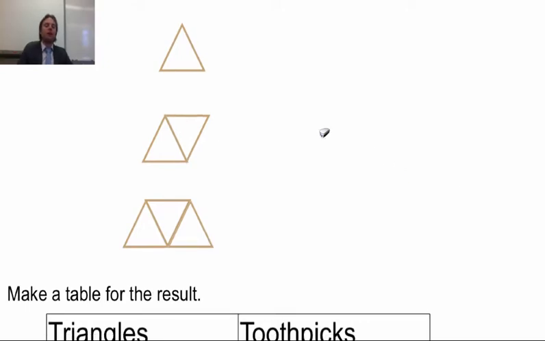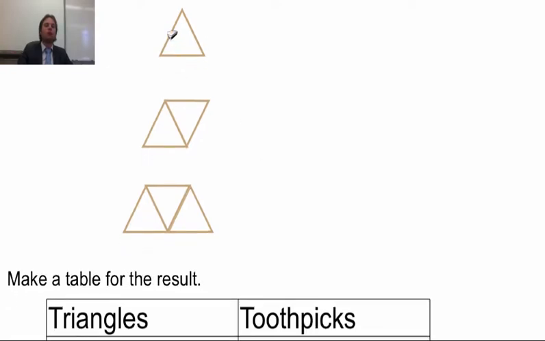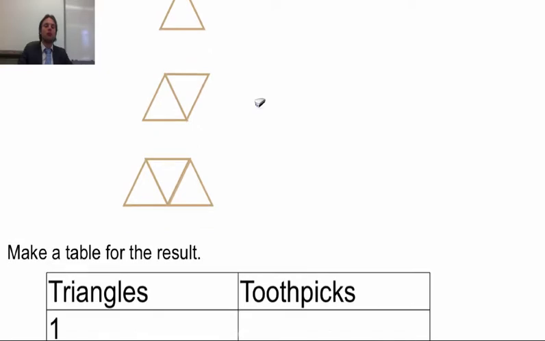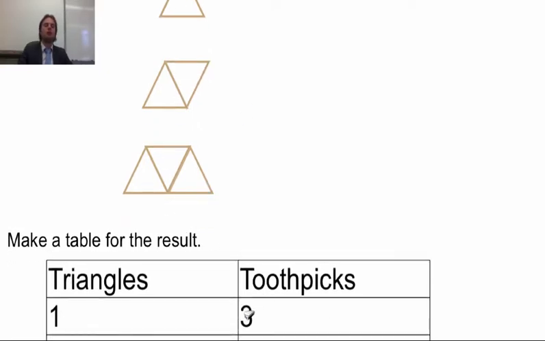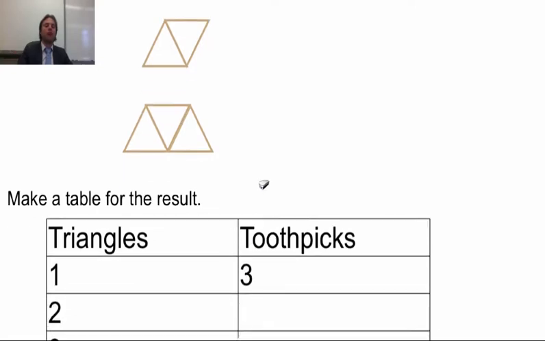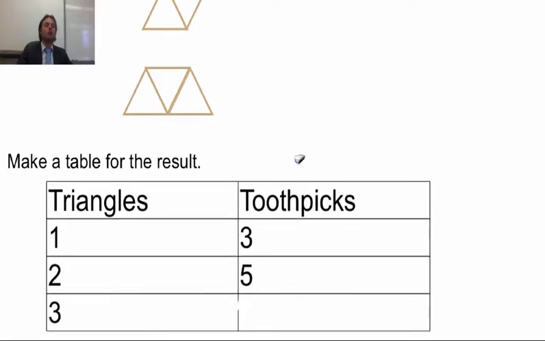So I have right here, our first triangle is made up of how many toothpicks? 1, 2, 3. So I'm going to put that in my table. One triangle is equivalent to 3 toothpicks. Now let's take a look at 2 triangles. So here's 2 triangles and we have 1, 2, 3, 4, 5 toothpicks. Now our last one is with 3 triangles. How many toothpicks do we have? We have 1, 2, 3, 4, 5, 6, 7 toothpicks for 3 triangles.